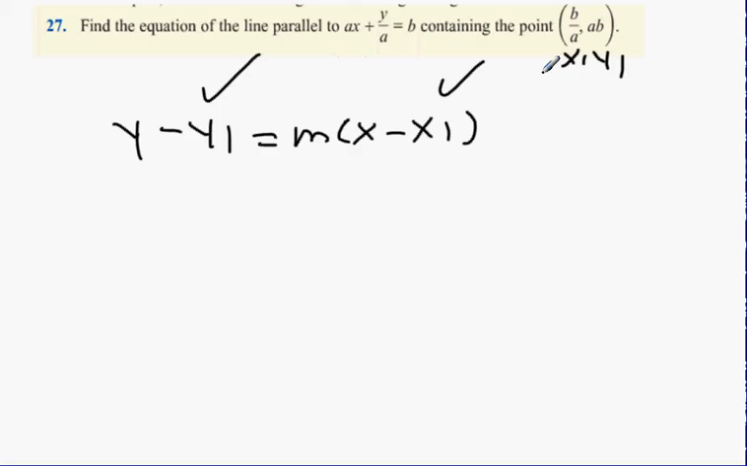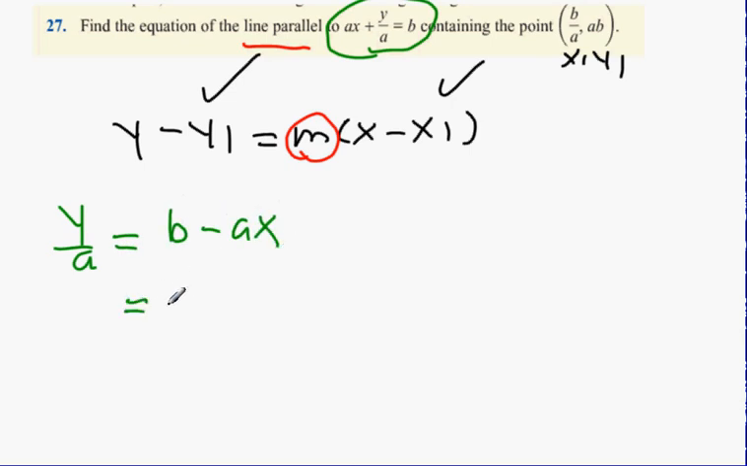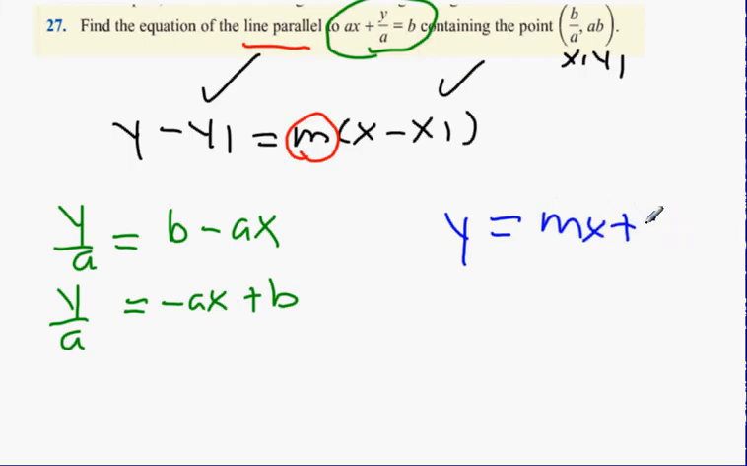What we don't have is the slope. Are there any keywords that help us to get the slope? Parallel. If we get the slope of the line in the green bubble, we get the slope of the line. So it's going to be y over a equals b minus ax, or that's also the same thing as minus ax plus b. Can anybody tell me why I put the x in front of the number that has no x? Because I wanted to match mx plus c. Multiply up the a and we get y equals minus a squared x plus ab.